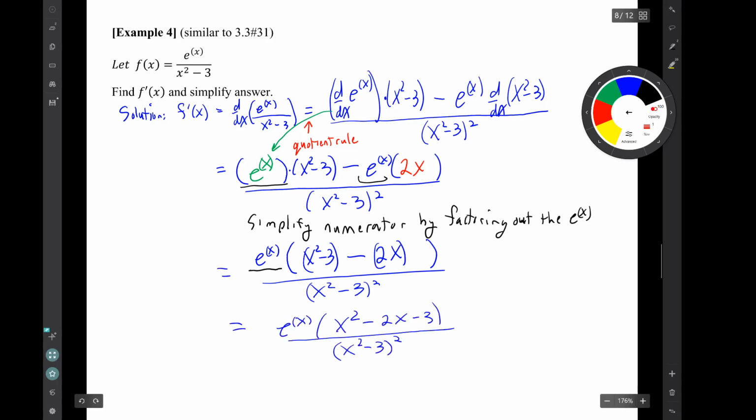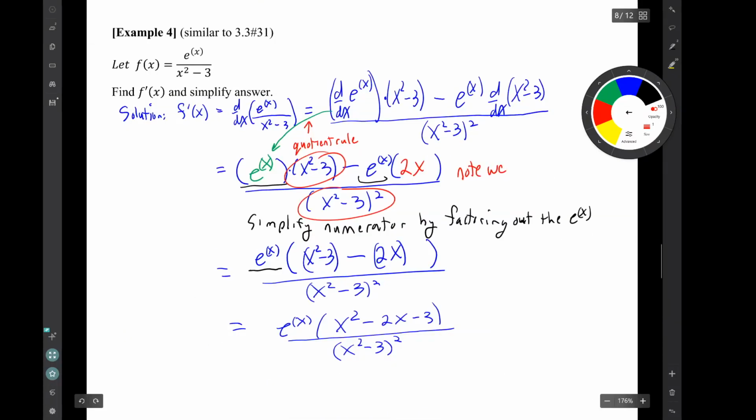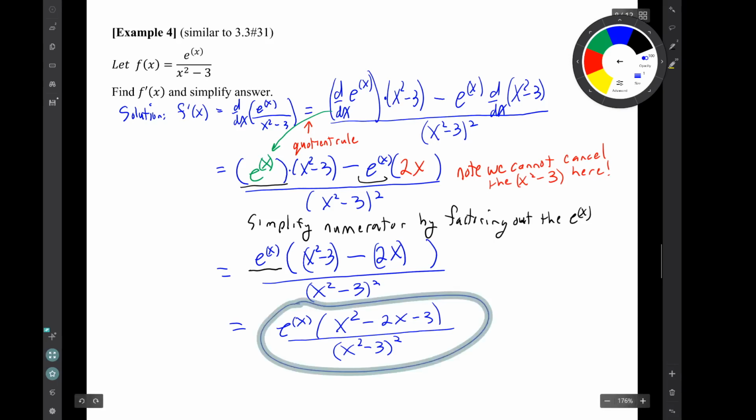Notice earlier there is a step here where you might think that we could cancel an x squared minus 3. But that's just like the previous problem, where I said we could not cancel the x squared minus 3 because it was not a common factor. So I should have mentioned that. So we cannot cancel the x squared minus 3 at that point. And there's our result. Our derivative is that messy quotient.